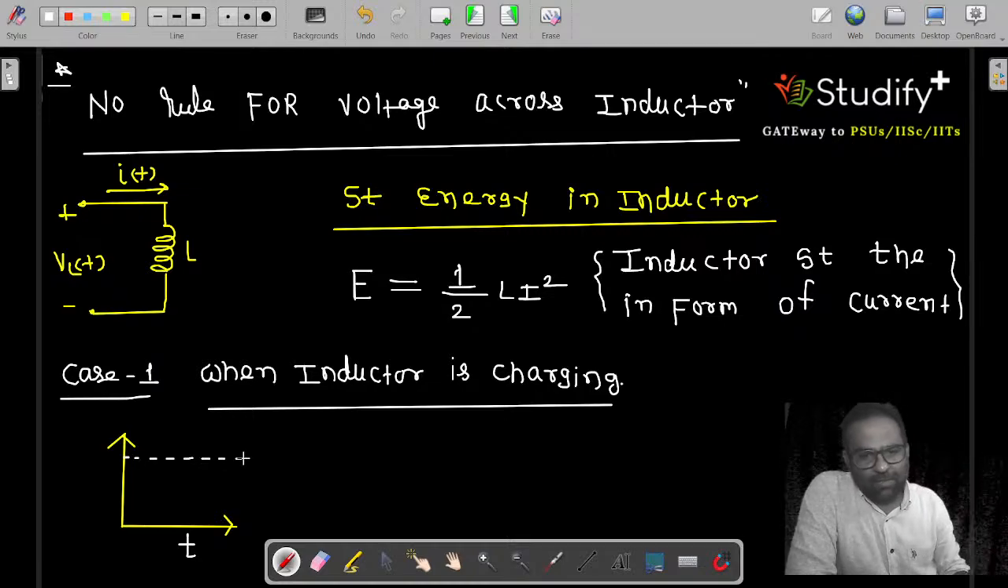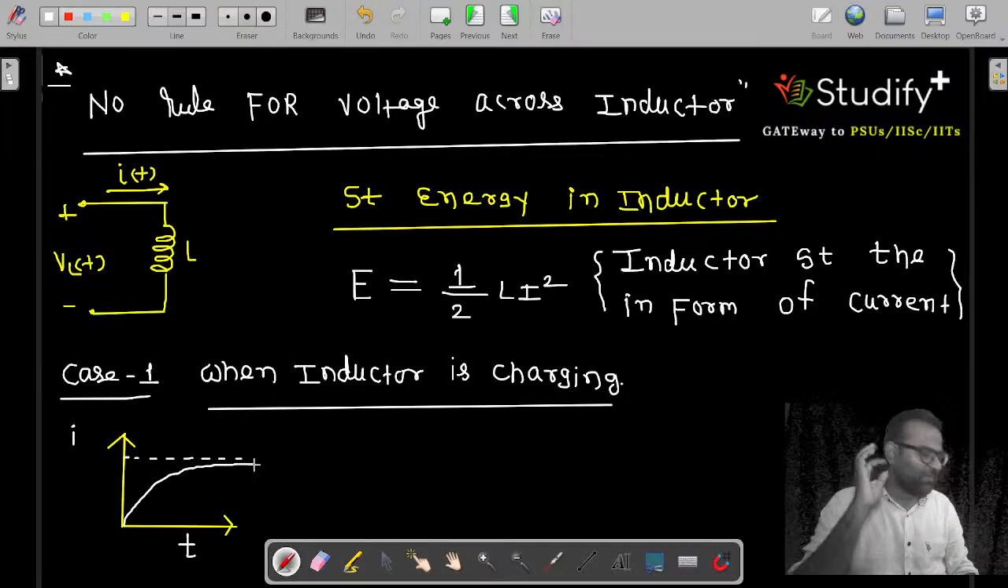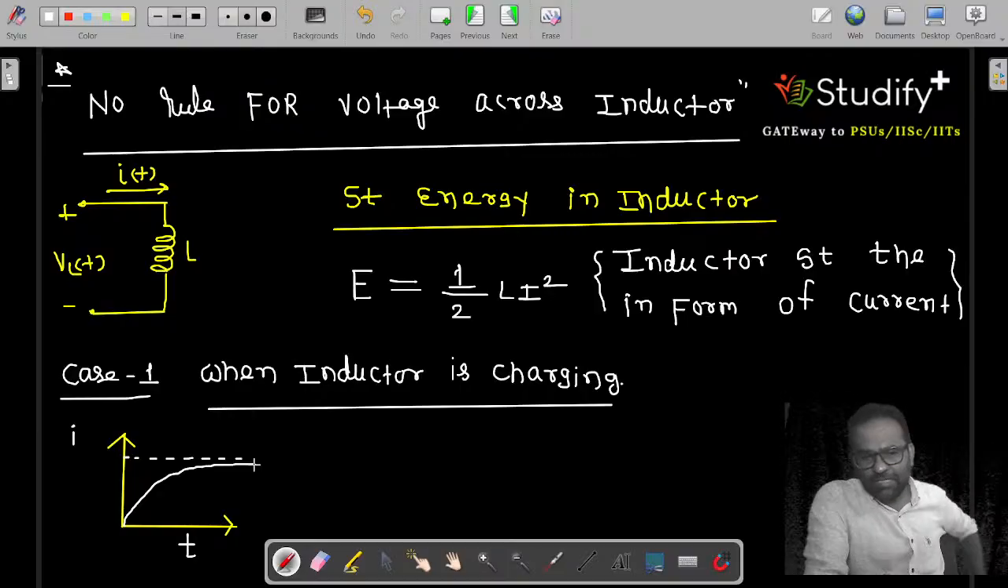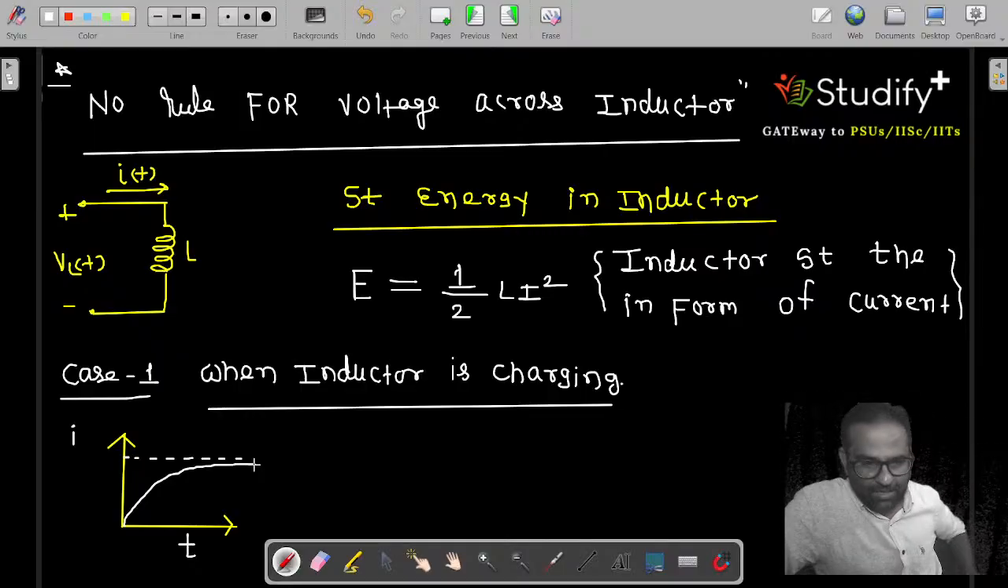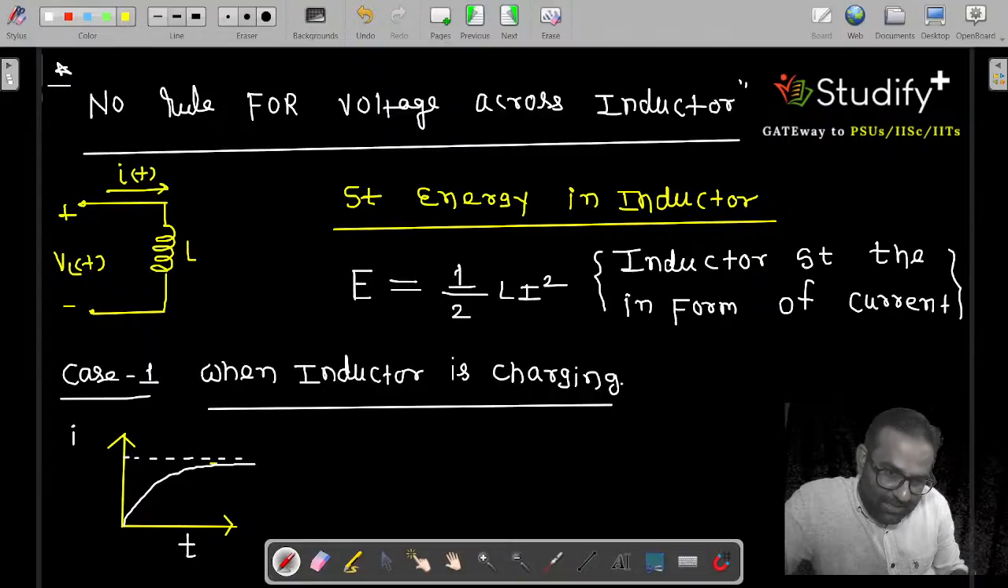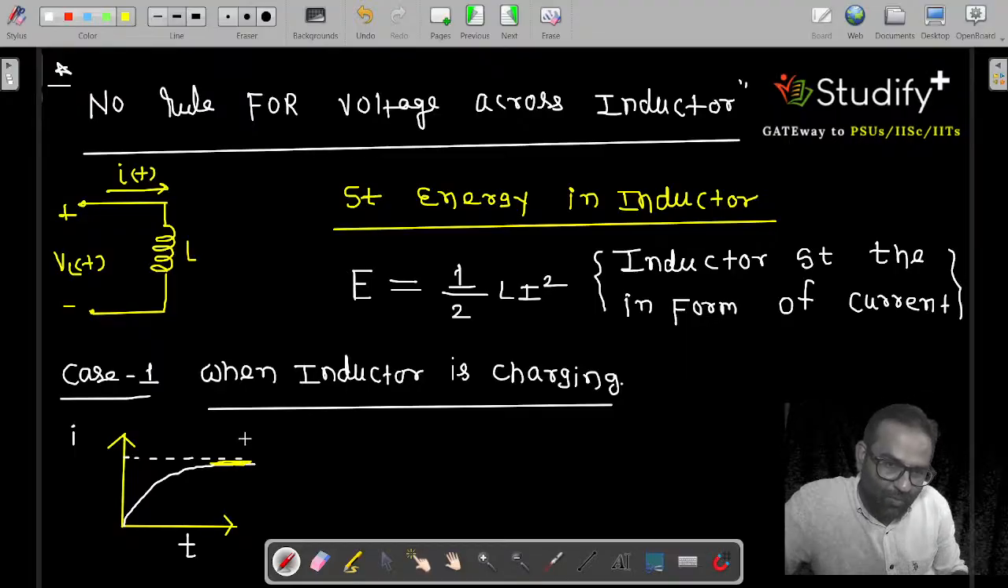You are charging the inductor, meaning I am writing the waveform of current. This is I. So can I say your waveform can be charged like this? Yes or no? You can get the nature of this waveform with the help of the solution of a differential equation, but just assume that we are having this kind of waveform. So this is the point where the inductor is maximally charged. Maximum charging is here.